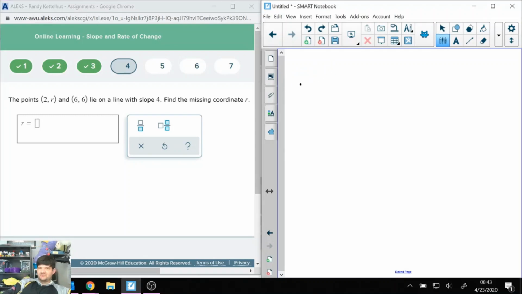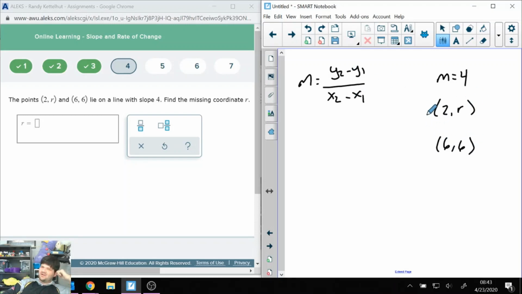So we know the slope is m equals y2 minus y1 over x2 minus x1. Okay, then we just start to plug everything in. So first, let's write down everything we know. We know the slope in the given problem is 4. Slope m is always our slope, so m is 4. The 2 points that we have are 2 comma r and 6 comma 6.